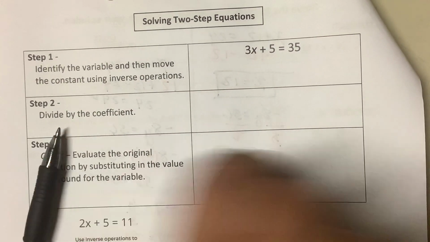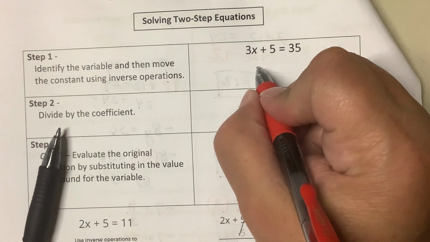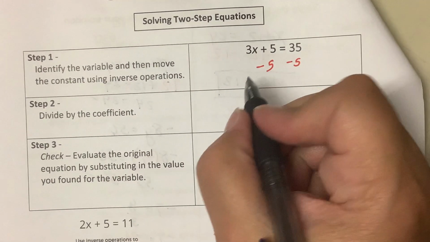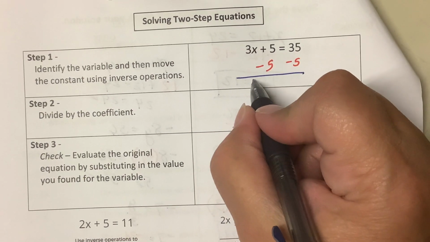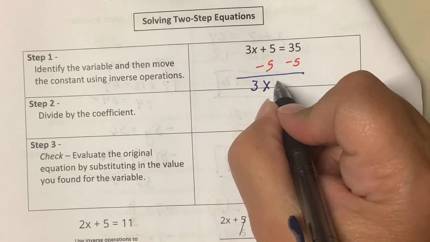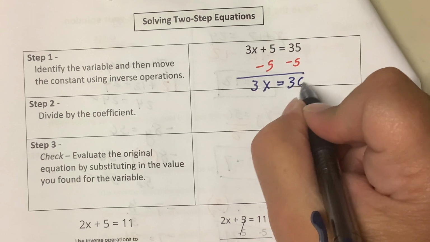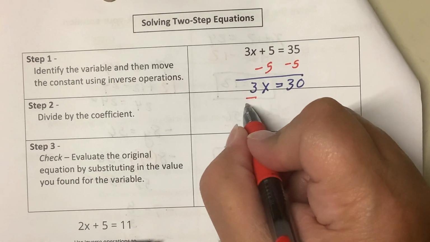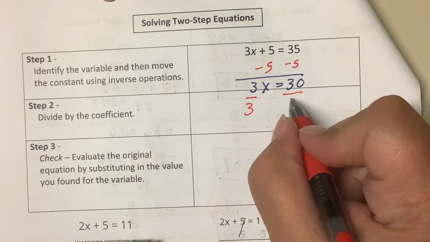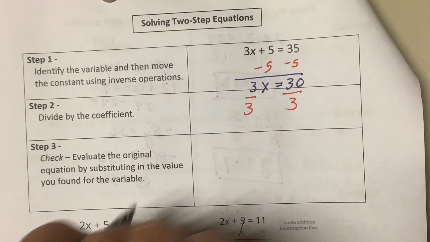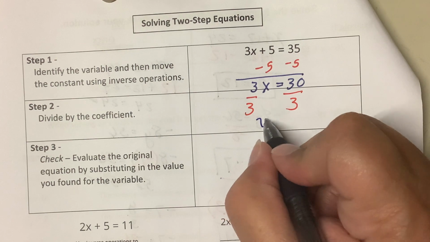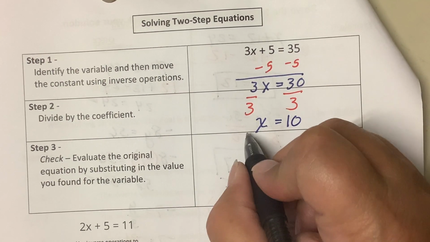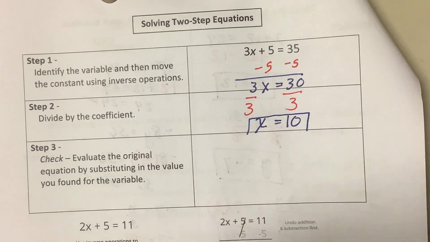So first I move the constant, minus 5 from both sides. Now I get 3x equals 30. Okay, divide both sides by the coefficient. 3 is the coefficient. All right, 3 divided by 3 is 1. 30 divided by 3 is 10. So I get x equals 10 as my answer.